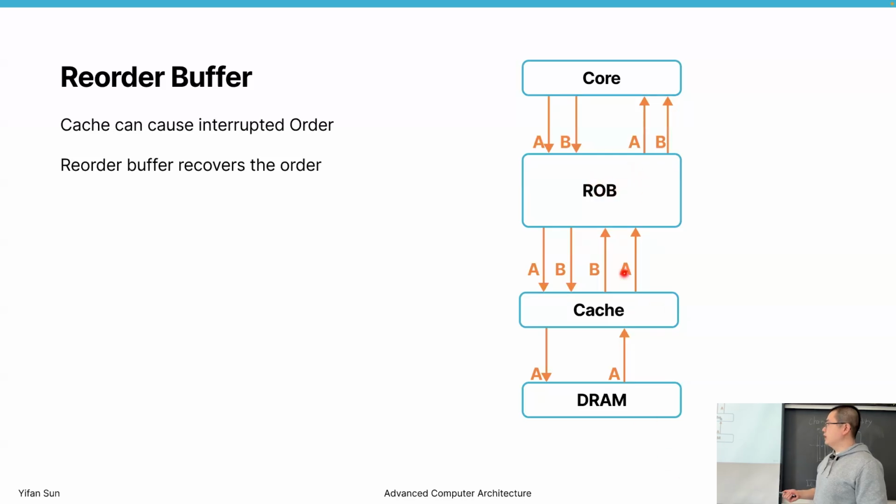Then when A returns, we know, okay, A is at the front of the buffer. We respond with this A. Then we know A is responded and B's data is already there, stored in the reorder buffer. Then we return B. Okay, so this is a reorder buffer. This is probably the simplest component in MGPU sim, and it's rather easy to understand the implementation.